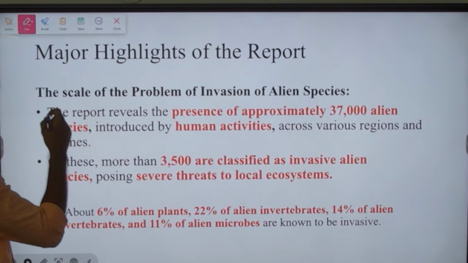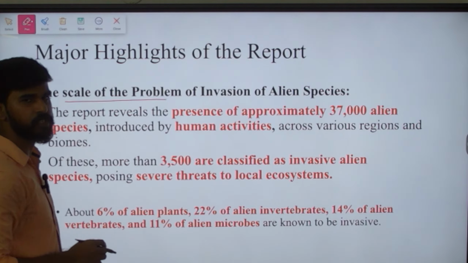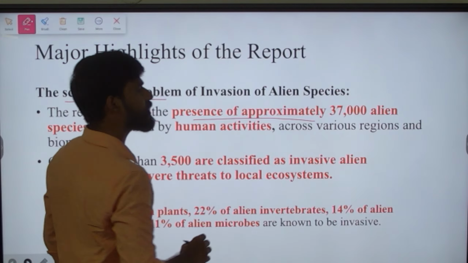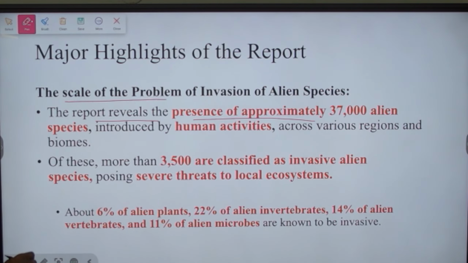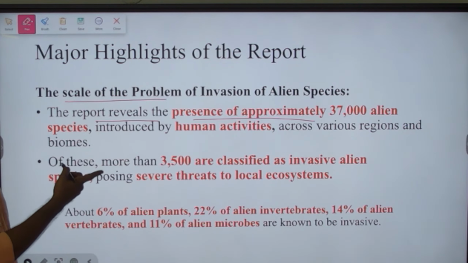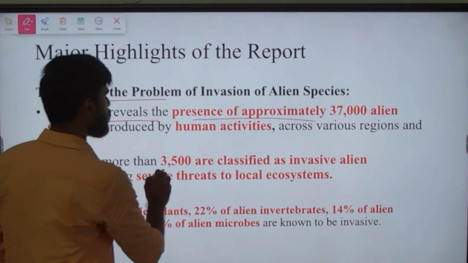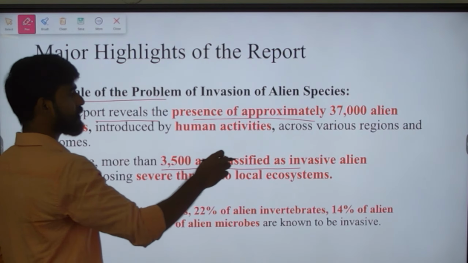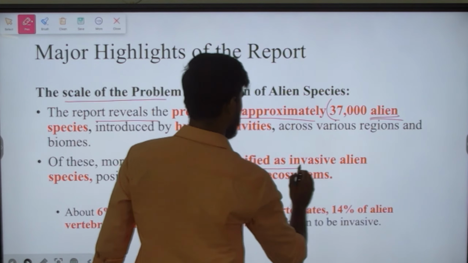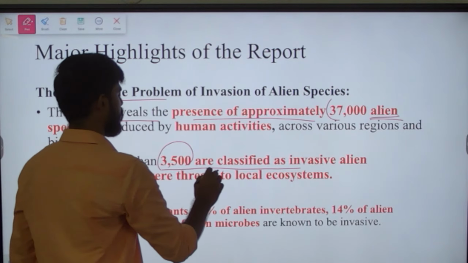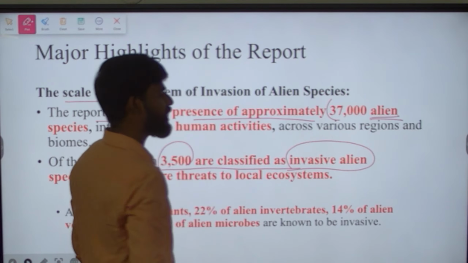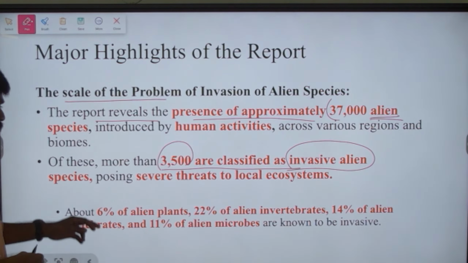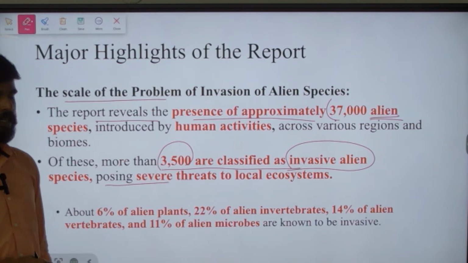That we'll know. First of all, we must know the scale of the problem of invasion of alien species. First thing is, this report reveals the presence of approximately 37,000 alien species introduced by human activities, and of these 37,000, 3,500 are classified as invasive alien species. Okay, these 37,000 are alien species, but these 3,500 are invasive alien species, which means they are going to disrupt the ecosystem. And they pose a severe threat to the local ecosystem.